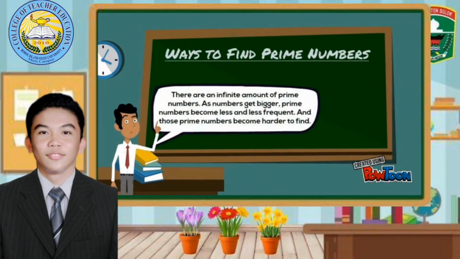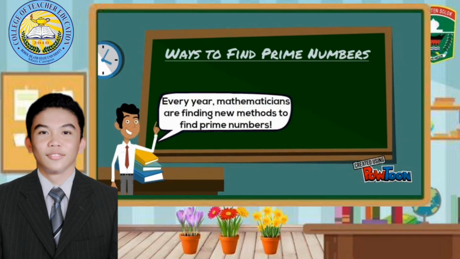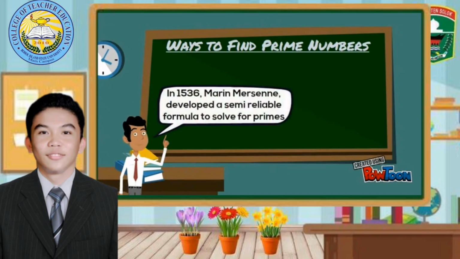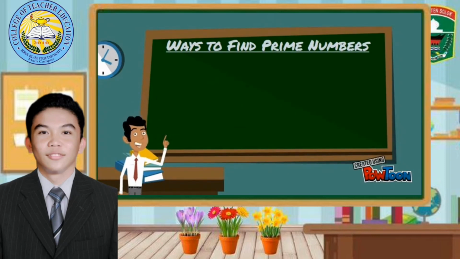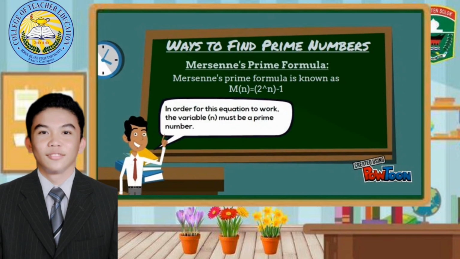There are an infinite amount of prime numbers. As numbers get bigger, prime numbers become less and less frequent, and those prime numbers become harder to find. To this day, there is no known way to accurately find every prime number. Every year, mathematicians are finding new methods to find prime numbers. In 1536, Marin Mersenne developed a semi-reliable formula to solve for primes, the Mersenne's prime formula. In order for this equation to work, the variable n must be a prime number.